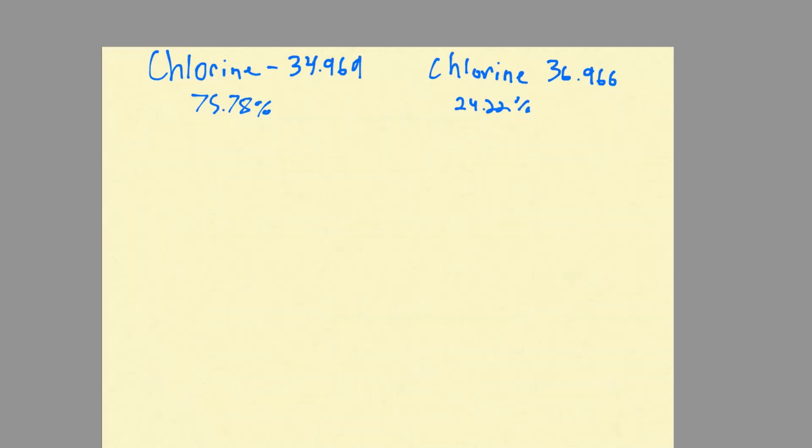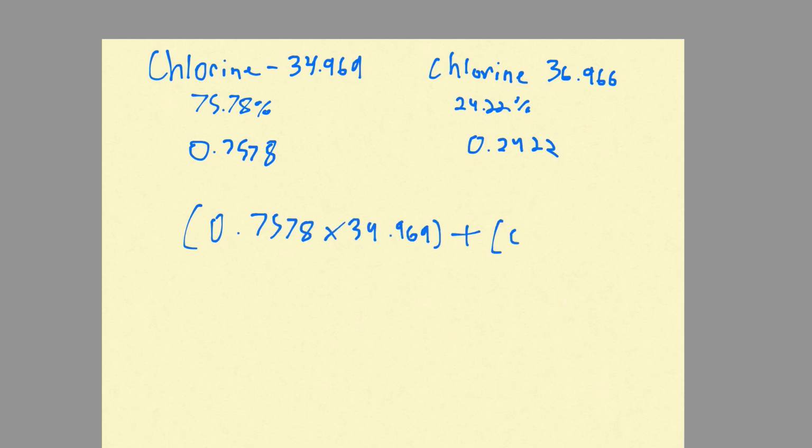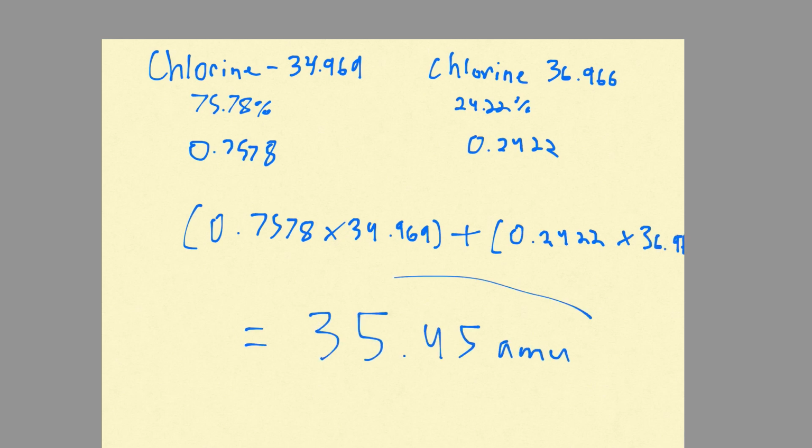Let's do one more practice problem. In this example, we have chlorine. We're going to take the 75.78% and the 24.22% and convert them into decimals. Then, we are going to multiply them by their respective atomic masses and add them to get 35.45, which is exactly what you see on the periodic table.